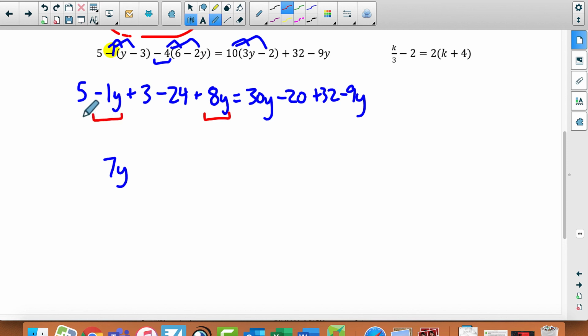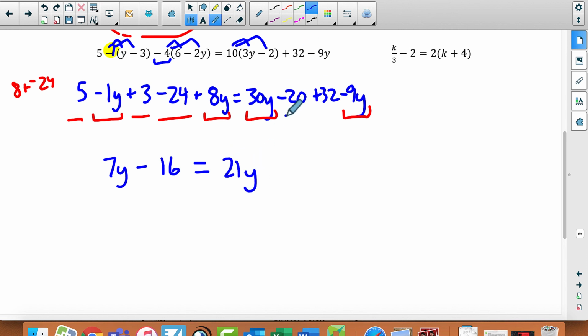Okay, now you can combine 5 plus 3, well that equals 8, take away 24. Oh my gosh, 8 take away 24? That's the same as 8 plus negative 24. You have more negatives, and how much more is 24 than 8? 16. On the other side, you can combine 30y and negative 9y. 30 take away 9 is 21, so you have 21y. And then negative 20 plus 32. You have more positives, and you have 12 more of them. Okay, the question's looking a lot easier now.